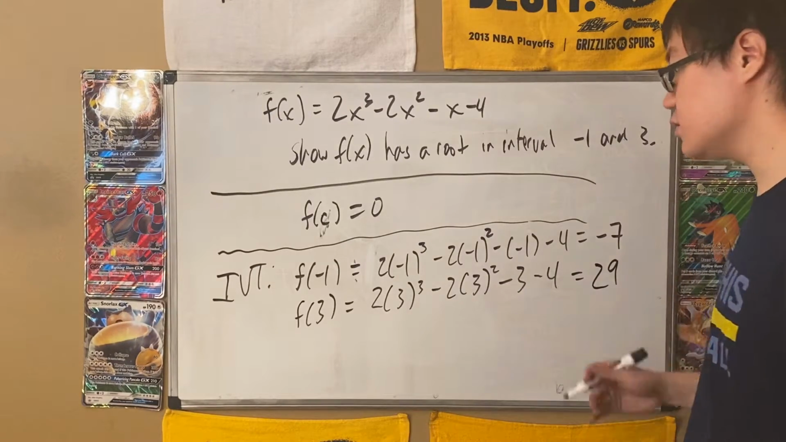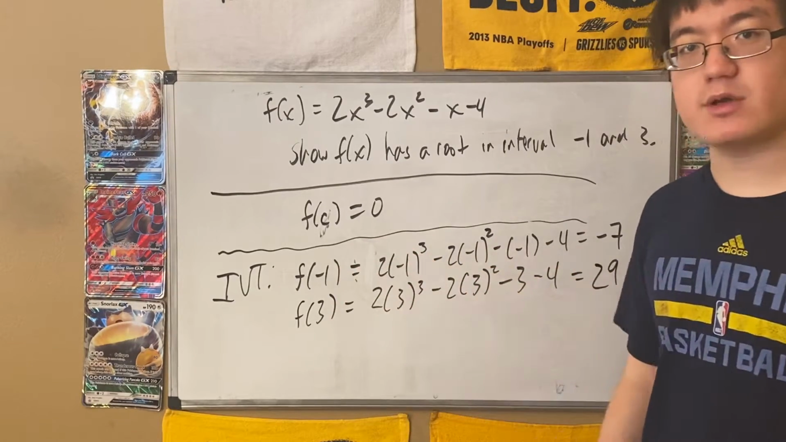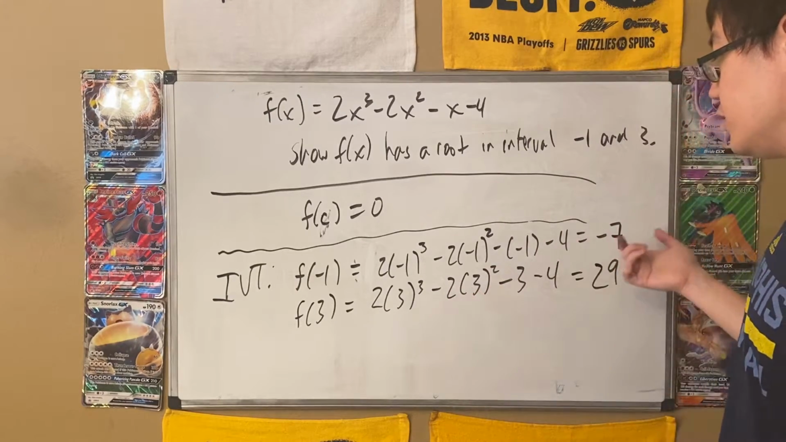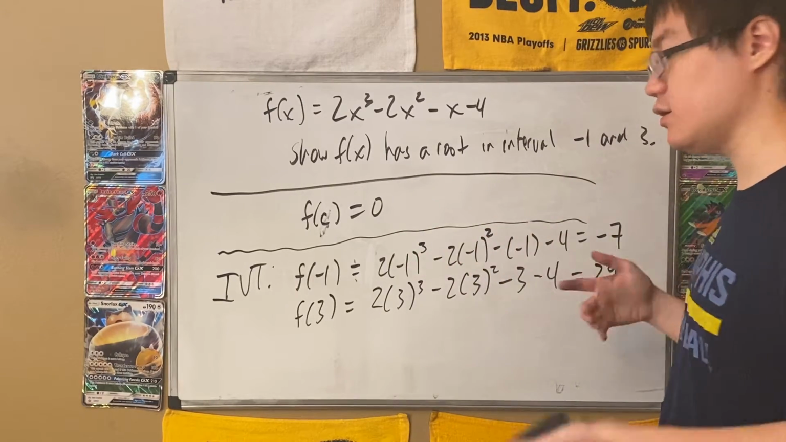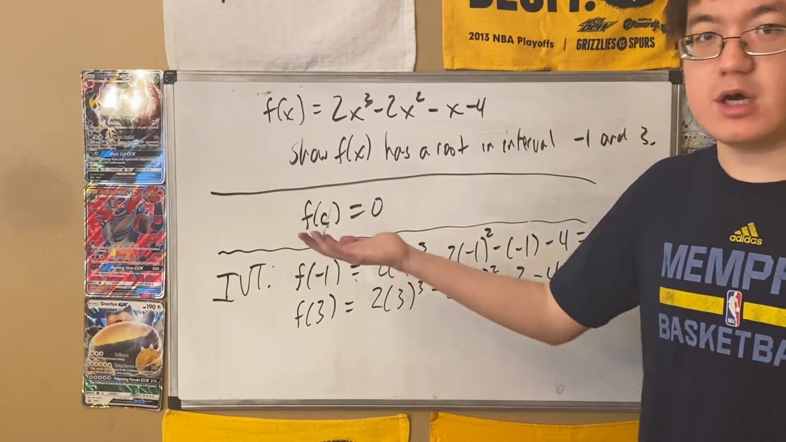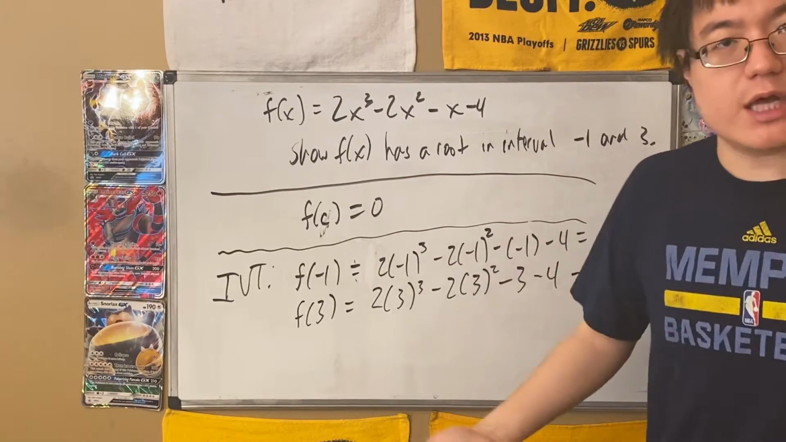So here we go. So again, to start off an IVT question, just plug in your endpoints. And what you need to do is make sure that the y value you want is in between these two numbers. And notice that 0 is in between -7 and 29. And that's all the work. We're done. Again, people get confused because they're like, I didn't really do much. But that's all you have to do.